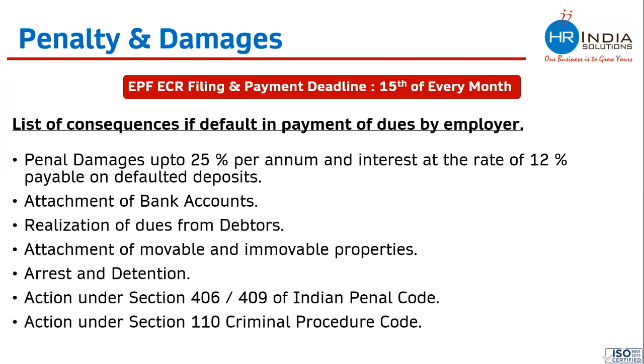And these are the damages, in fact. Penal damages up to 25% per annum and interest at the rate of 12%. Interest keeps on increasing with the number of days you are delaying things. Your bank account can be seized. Your money can be recovered from the parties or vendors from where you are expecting money. These are some measures, but there are other penalties and actions as well.